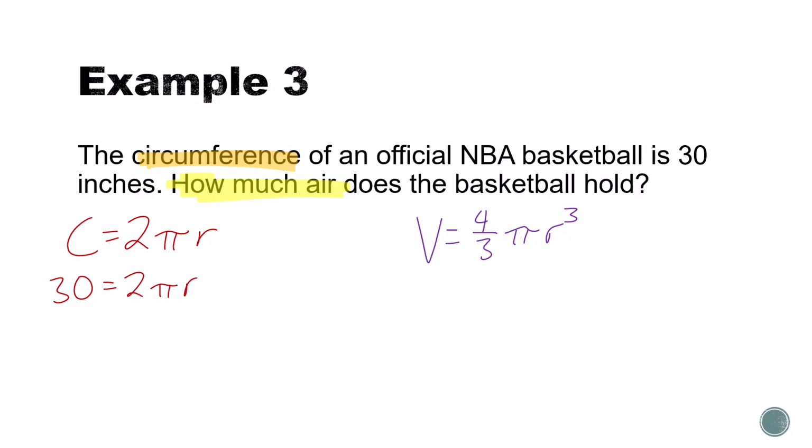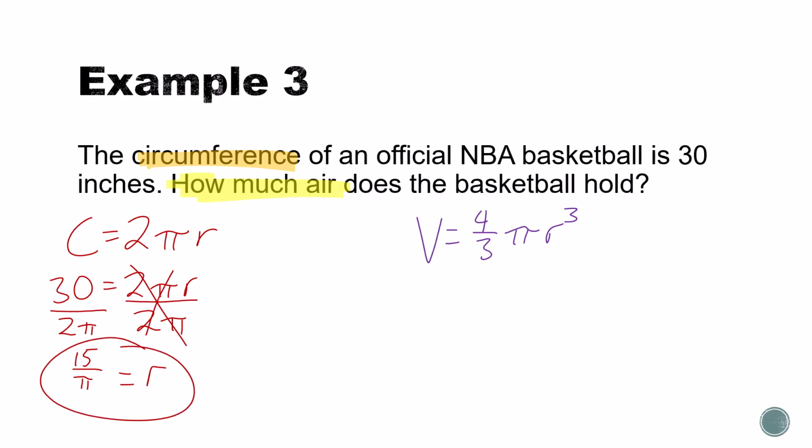To get the radius by itself, we're going to divide both sides by 2 pi. So these are going to cancel out to leave us with just r. And then I can simplify 30 divided by 2 and get 15. So that's 15 divided by pi. And I'm just going to leave it like that for now. So we can take this and substitute it into this formula for r.